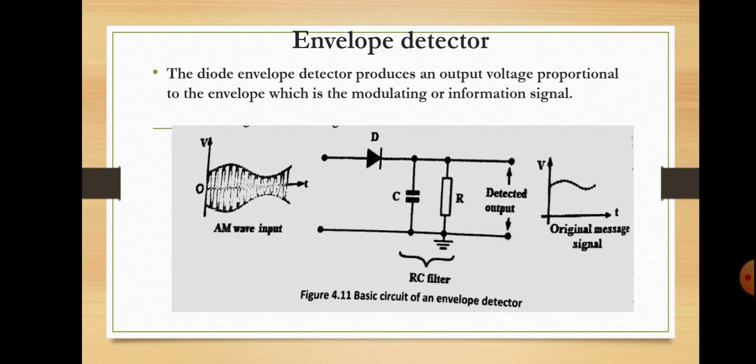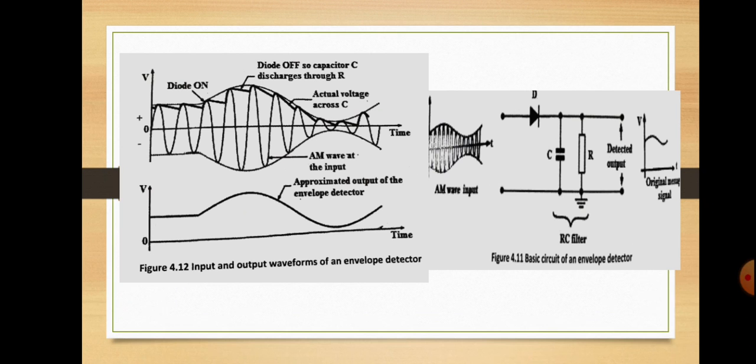So the diode envelope detector produces an output voltage that is proportional to the envelope of this signal. That means it is the information signal. So the output of this circuit will be the envelope of the AM signal, which is the original message signal. So this is a diagram which shows the detection process using waveforms, and also this is a circuit diagram.